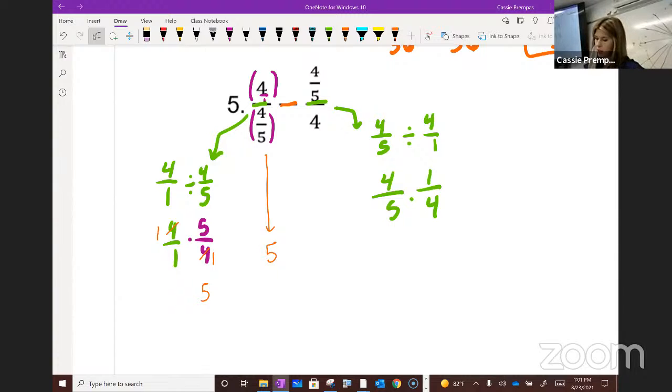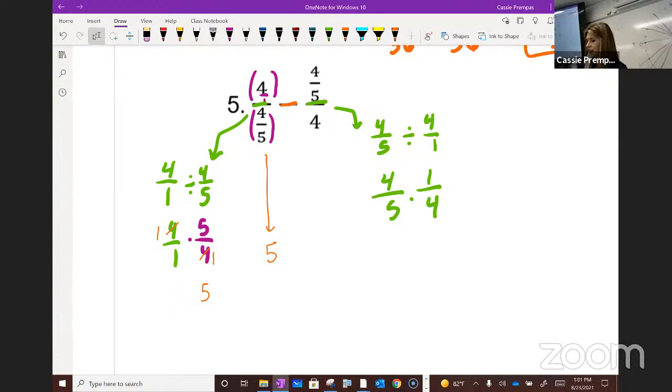All right, for road excellence, raise your hand if you can tell me what this turned out to be. 4/5 times 1/4. What did it come out to be? Not confident? Are we tired? Do we have fat puppy syndrome after lunch?